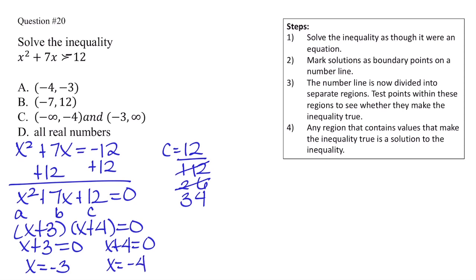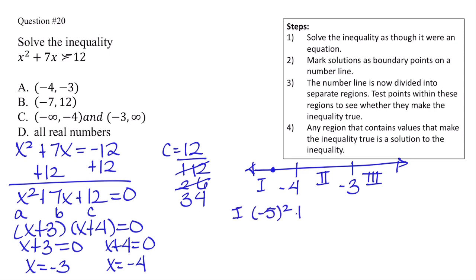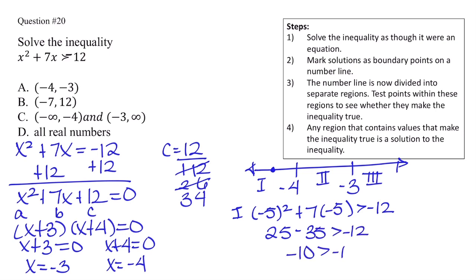negative 4. So since I'm solving an inequality, I'm going to use these points to create boundaries on a number line. So I'm going to put negative 4 here and negative 3 here. So notice that these values divide my number line into 3 parts. So I'm going to pick a test value from each region and use that to see if that region contains solutions to my inequality. So in region 1, I'm going to pick negative 5. So I have negative 5 squared plus 7 times negative 5 is greater than negative 12. So that gives me 25 minus 35 is greater than negative 12, which tells me that negative 10 is greater than negative 12, which is true. So region 1 is good.